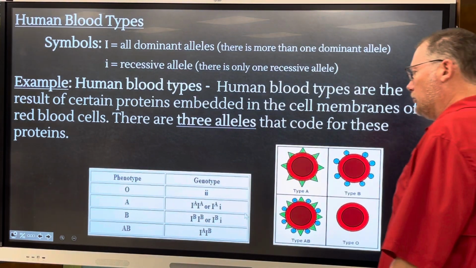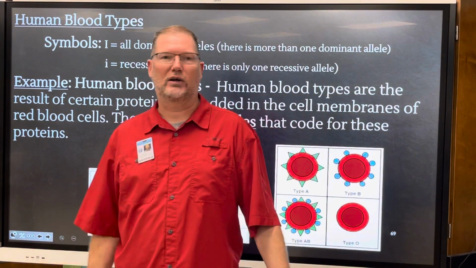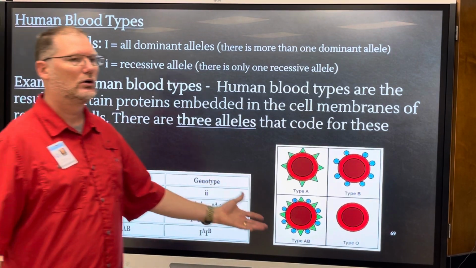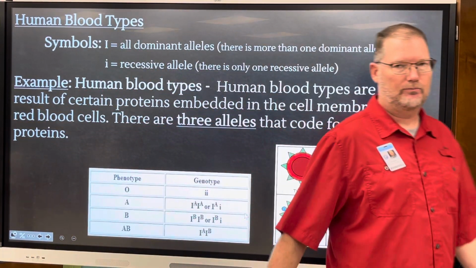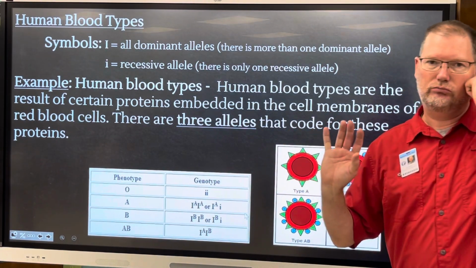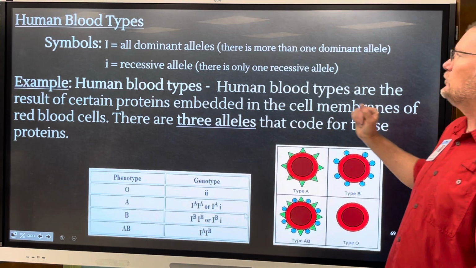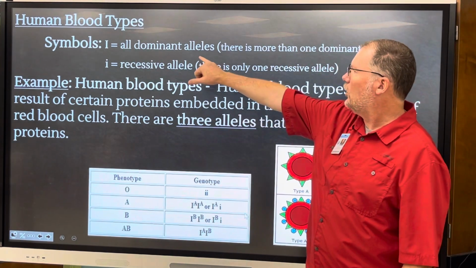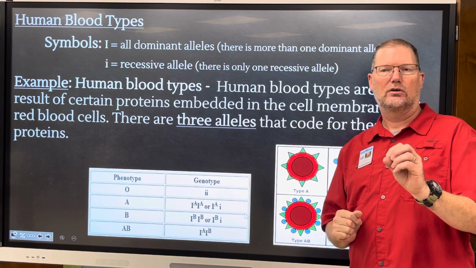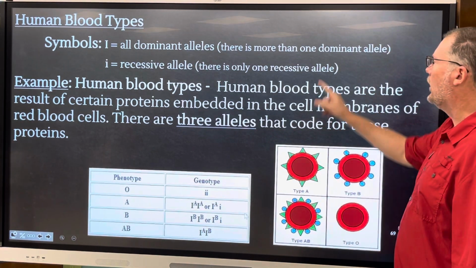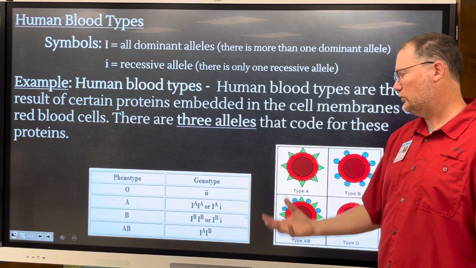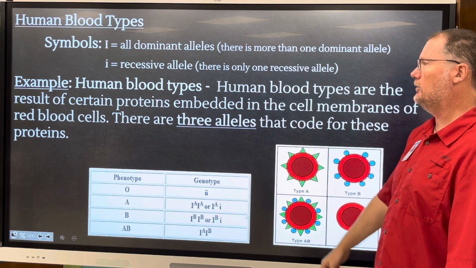So let's talk about human blood types, because if you look around the classroom, we're going to have people who fit into all of these blood types. There isn't just 2 blood types. There isn't just A and B, or let's discuss it, okay? So when you symbolize, all capital I is dominant and lowercase i is recessive, okay? One recessive, but there's more than one dominant. That's where it gets tricky, okay?